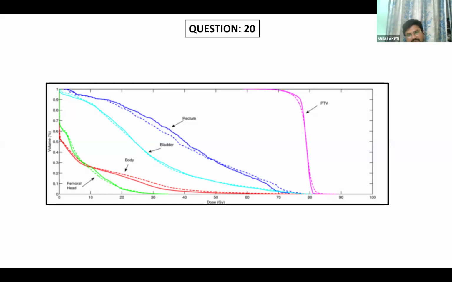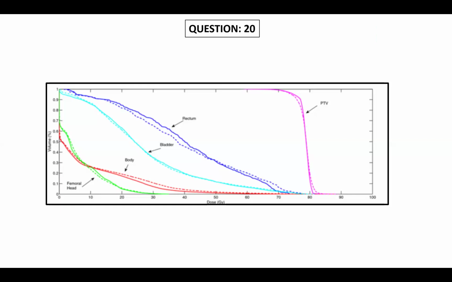So what is cumulative? Can you tell me? It's combined, sir, the whole volume, how much volume is receiving at least a given dose. No. The volume receiving a specific dose or higher than that. For example, volume receiving 20 gray means the volume receiving 20 gray and higher. For example, volume receiving 20 gray is 30%. The meaning is that 30% of the volume is receiving 20 gray or higher. Minimum 20 gray. That is the meaning.